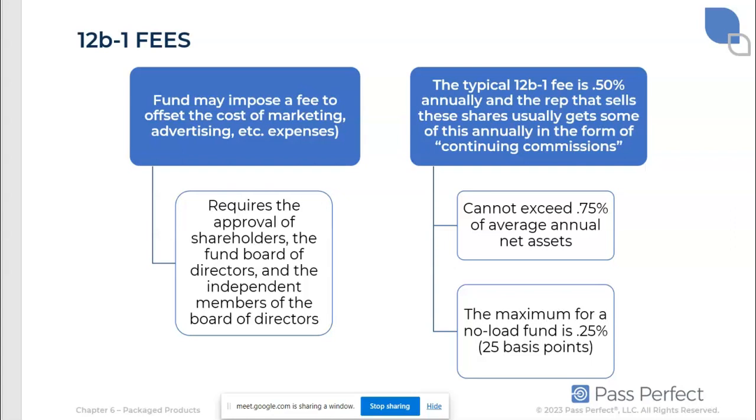Now, for a no-load fund, remember, no-load means there's no sales charge. The maximum 12B1 fee is 0.25%, or 1/4 of a percent. As the slide says, it's also the same as 25 basis points. If you remember that a basis point is equal to 1/100th of 1%, or 0.01%. So 25 basis points is the same as 0.25%.